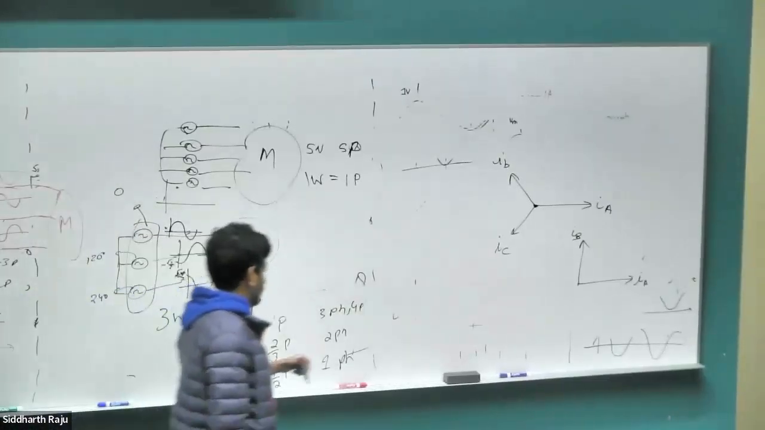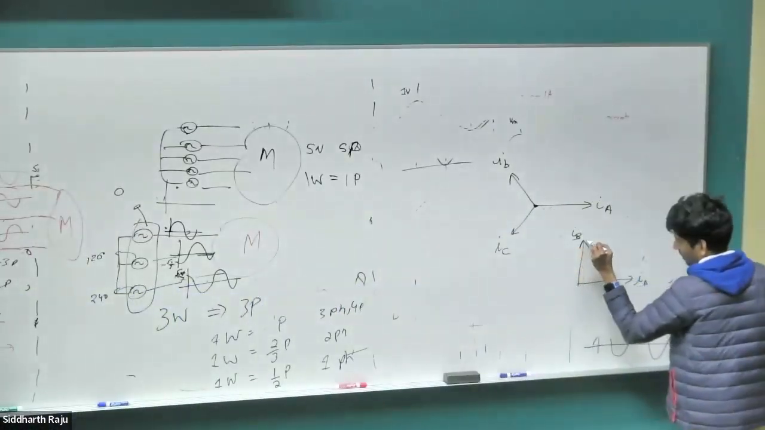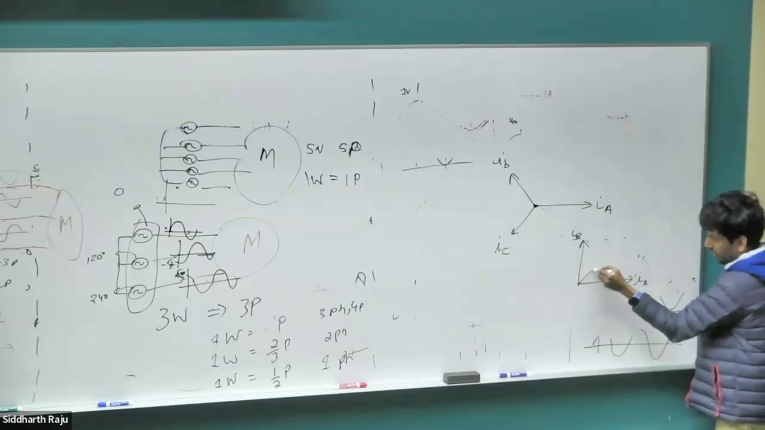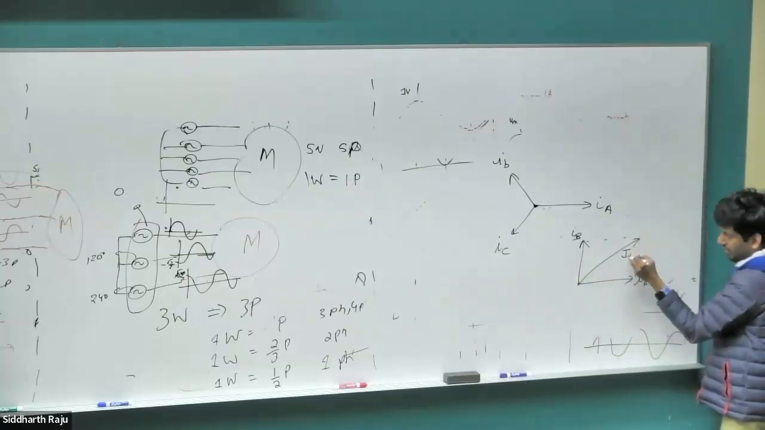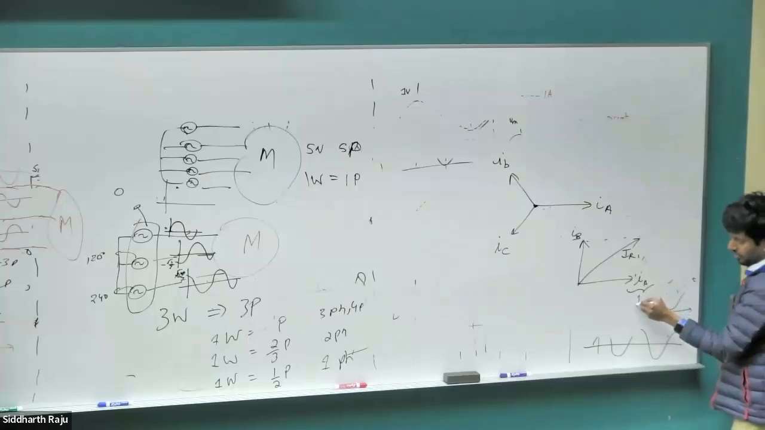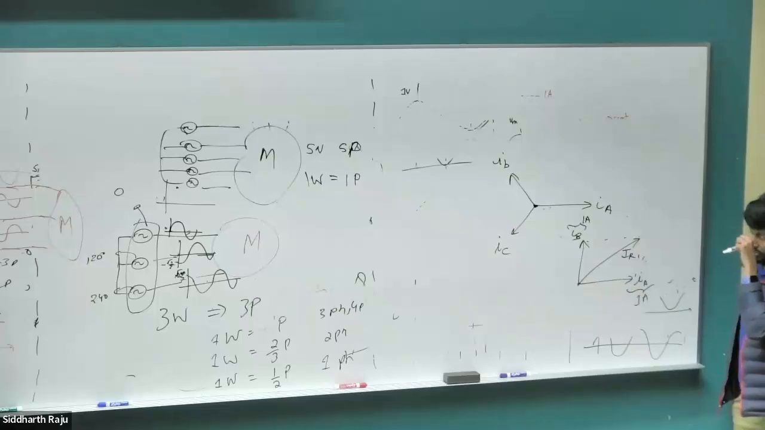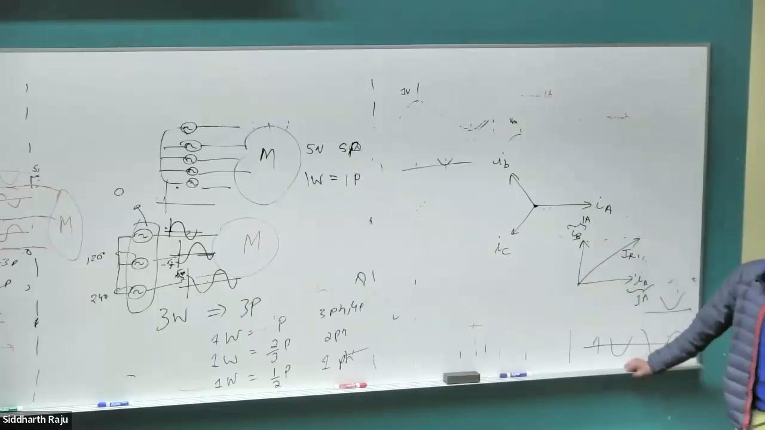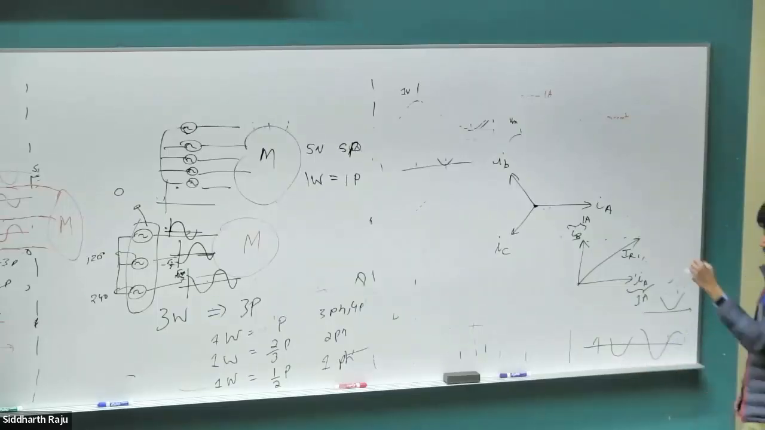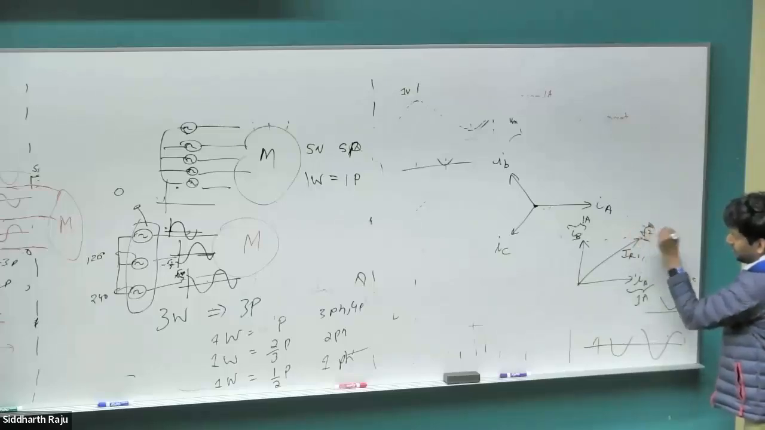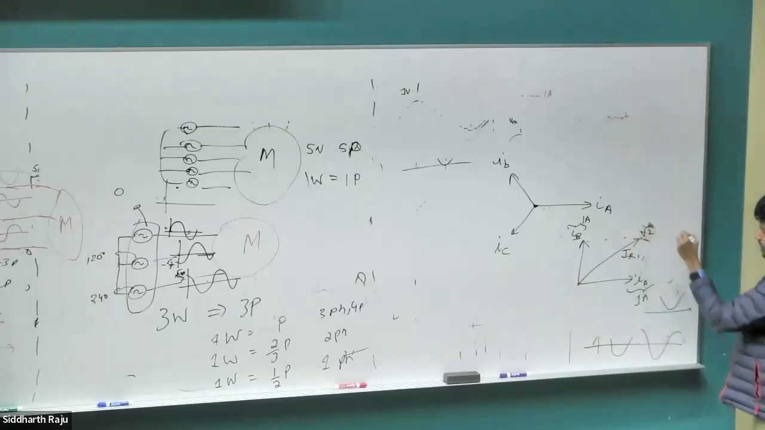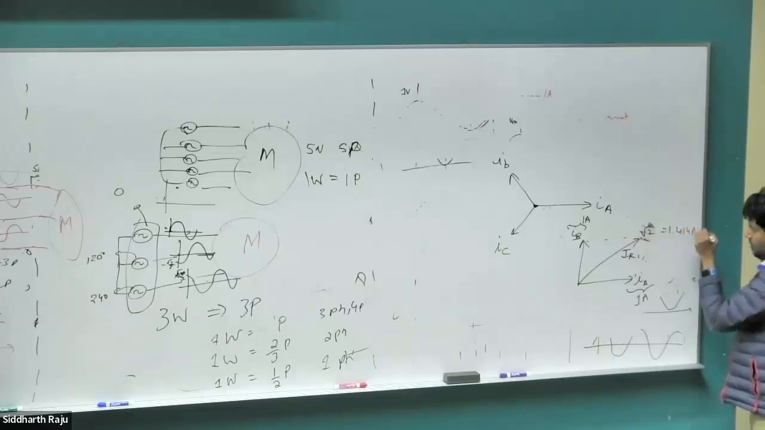So the total return current, IR, is going to be the sum of this vector plus this vector. This is going to be IR. Let's say this magnitude is 1 ampere. This magnitude is 1 ampere. What is the magnitude of the return current going to be? 1 times square root 2. Sorry, root 2. Square root of 1 square plus 1 square. So we end up with 1.414 amps.